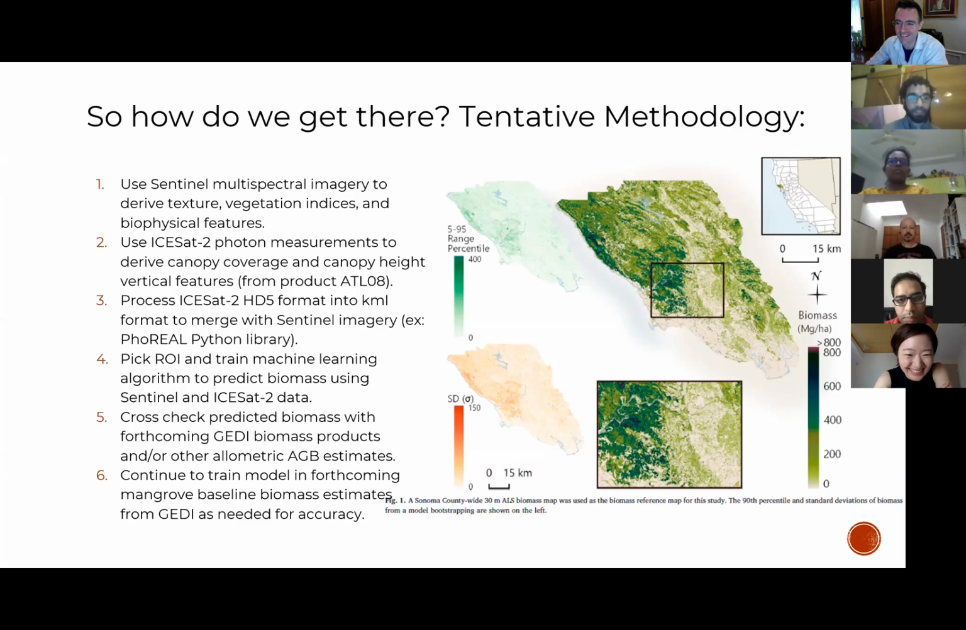We would then pick our region of interest and train the machine learning algorithm to predict biomass using Sentinel and ICESat-2 data. We could cross-check the predicted biomass with forthcoming GEDI biomass products and our other allometric estimates. Then we would need to continue to train the model with the forthcoming mangrove baseline biomass estimates from GEDI as needed for accuracy. This photo of Sonoma County on the right shows what one of these biomass estimate maps could look like. Our inputs would be Sentinel imagery features and ICESat-2 vertical features, and the outputs would be predicted mangrove growth change using canopy changes and biomass estimates.